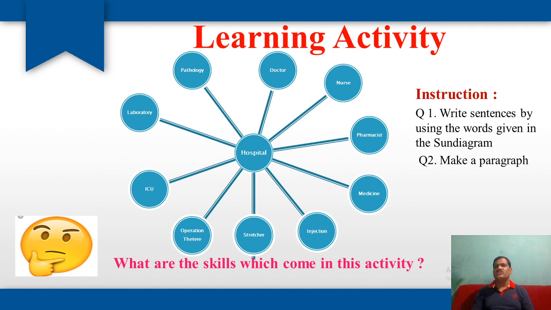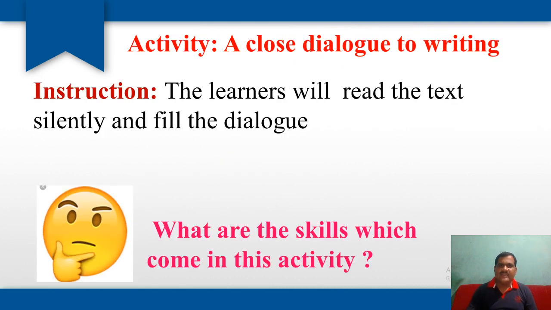The student will be instructed to write sentences by using the words in the sun diagram and also make a meaningful paragraph. So, in this activity, what are the skills you can find? Think and tell me. You can find that is also reading and writing. The next thing is also you can find a closed dialogue to writing. That is a text will be provided to the learner.